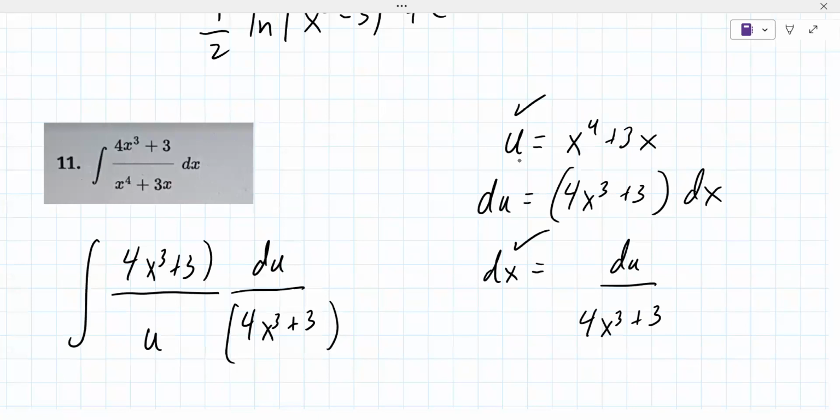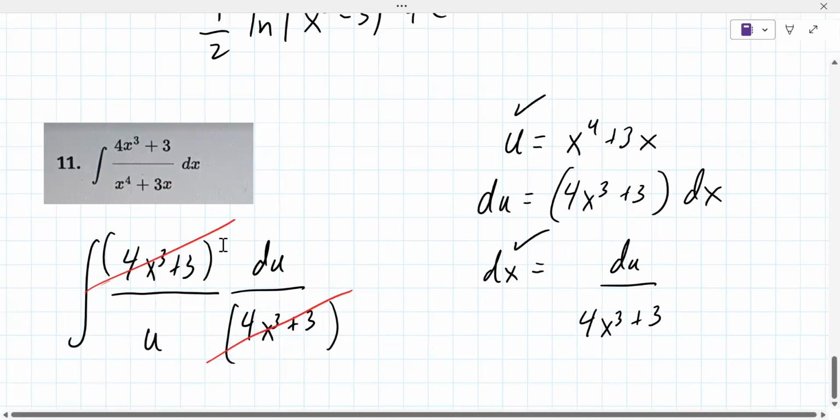Do you have anything similar to this? Yeah, I skipped a step and that's where I made my mistake. Okay, because these cancel, and that was the whole point. Yeah, it works out really nicely, actually. So 1/u du. Yeah, so take the integral and then substitute back in, give me your final answer.